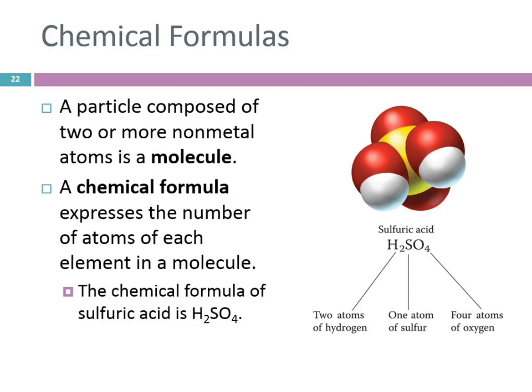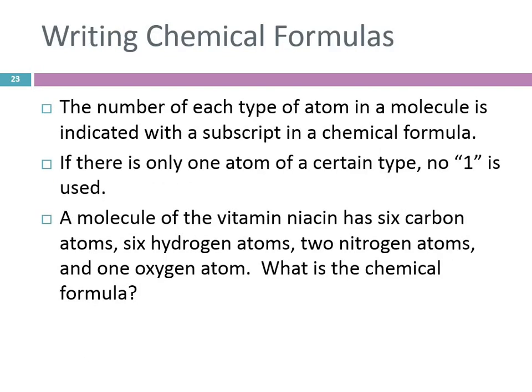If there's more than 1, we say how many. And then we've got the O4. So the formula here, we would read just by reading the letters and the numbers: H2SO4. That's the abbreviation for sulfuric acid.